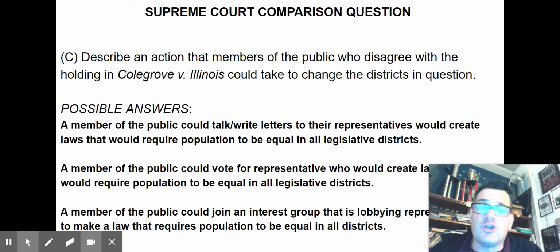The bottom line is you're trying to change the facts that led to the Supreme Court ruling, so that way you get a decision that you like. All right, so that's the idea. And when you're answering that question, that's what you want to do.